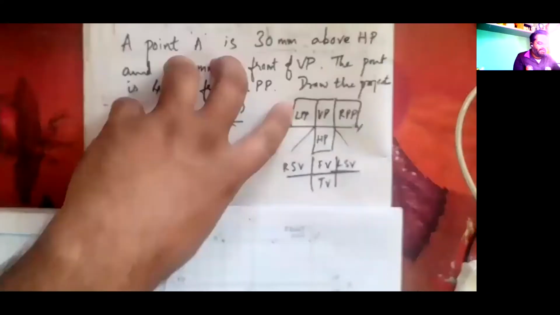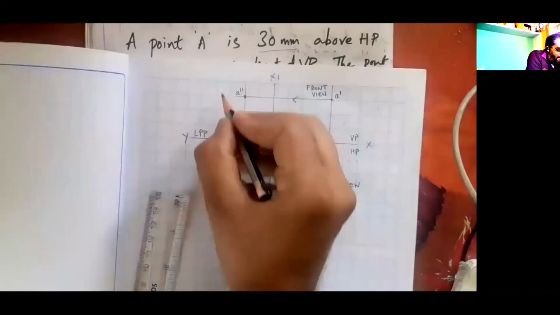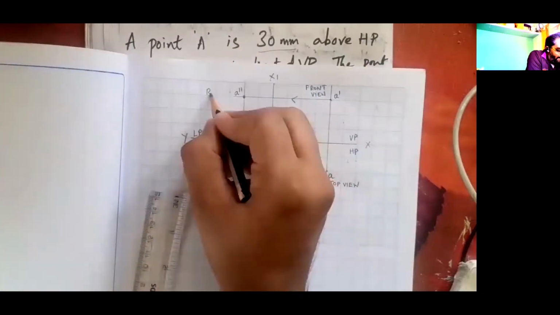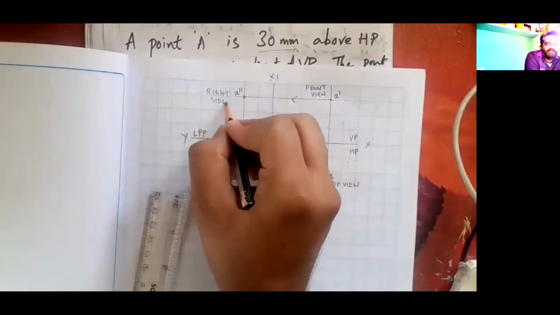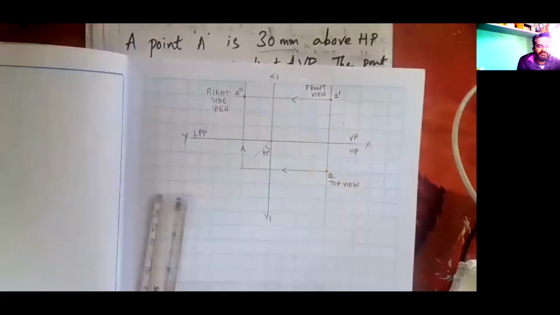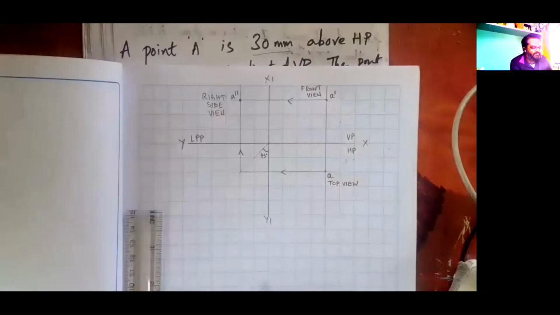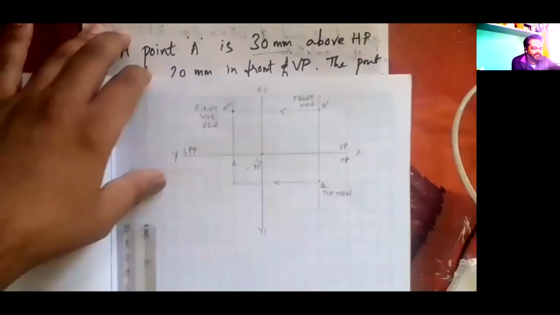In the first quadrant, it is right side view. It is represented on the left profile plane. It is very important to know this left profile plane. And what are we missing? What are we missing? So 30, I have not dimensioned.